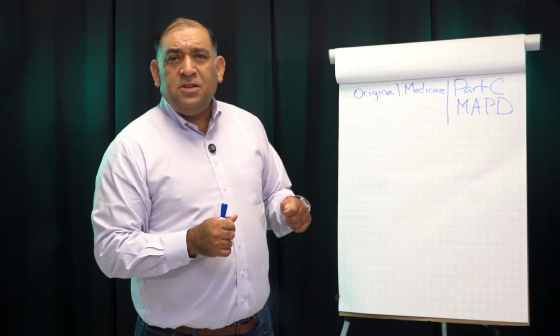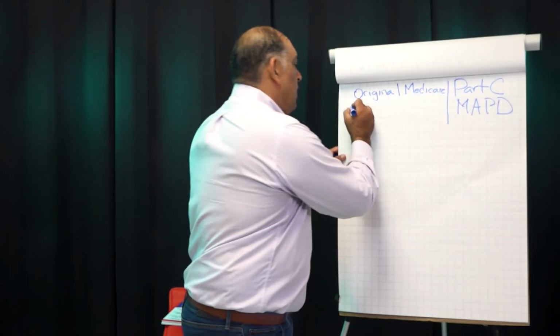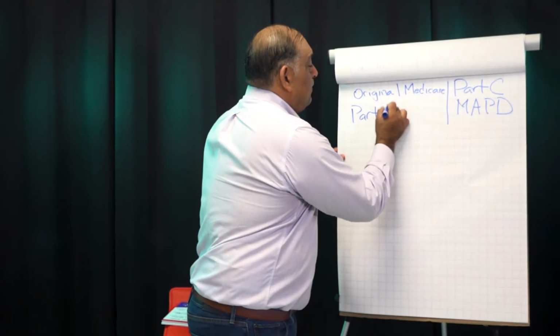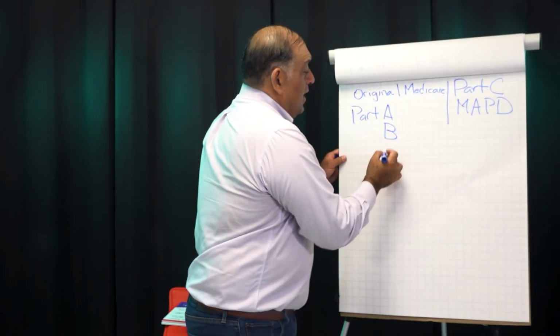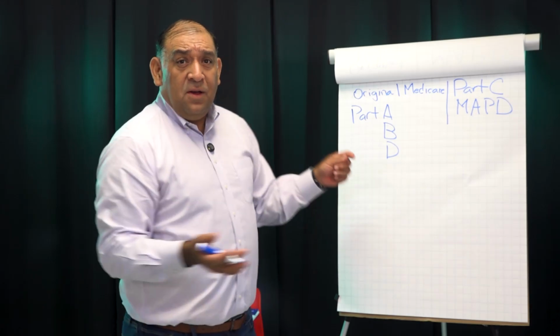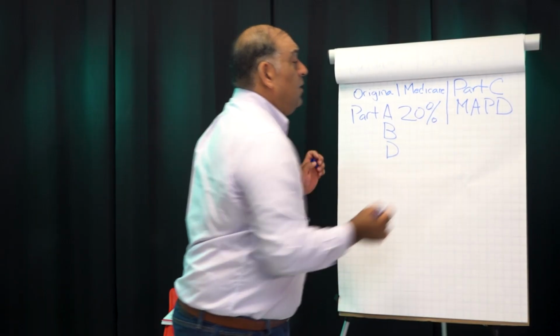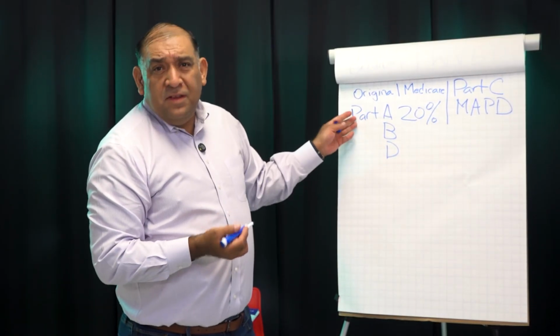I also want to remind you that Medicare has deductibles. Remember those deductibles I talked about? Part A deductible, Part B deductible. And remember, if you have Part D, well, Part D also has deductibles, okay? And then that famous 20%. All right, so original Medicare, these are your costs.